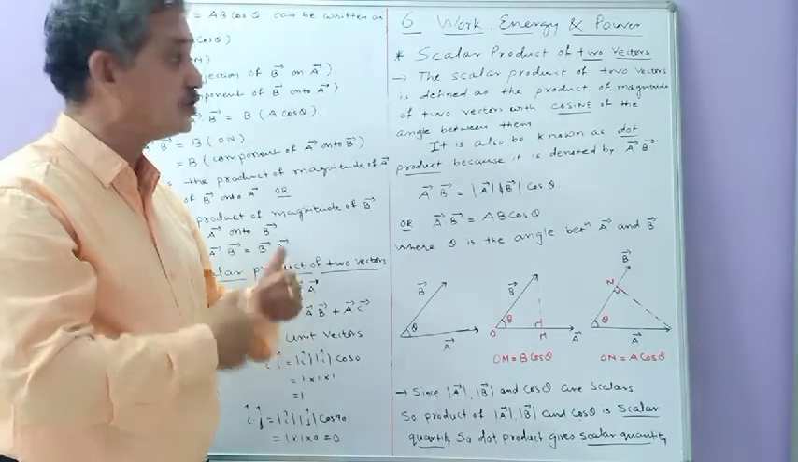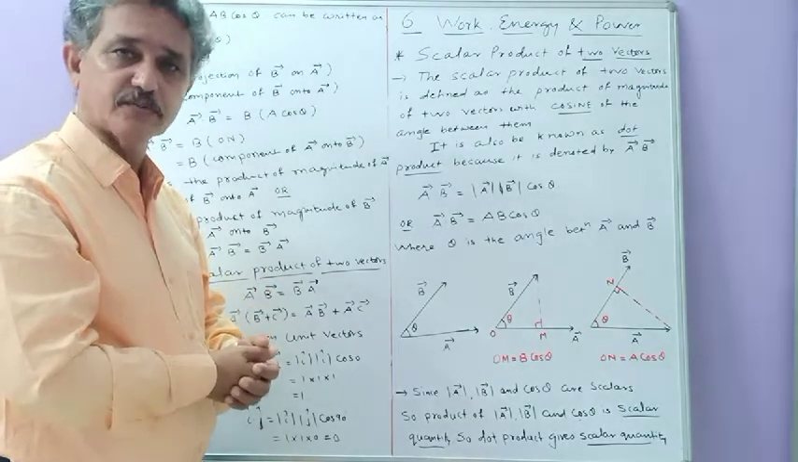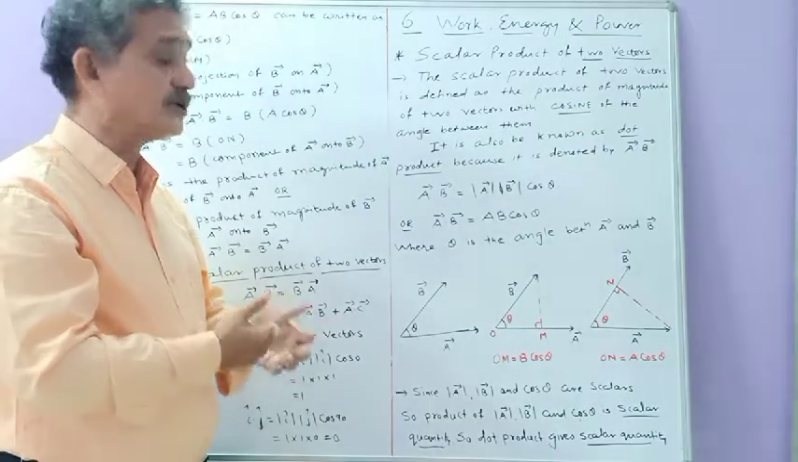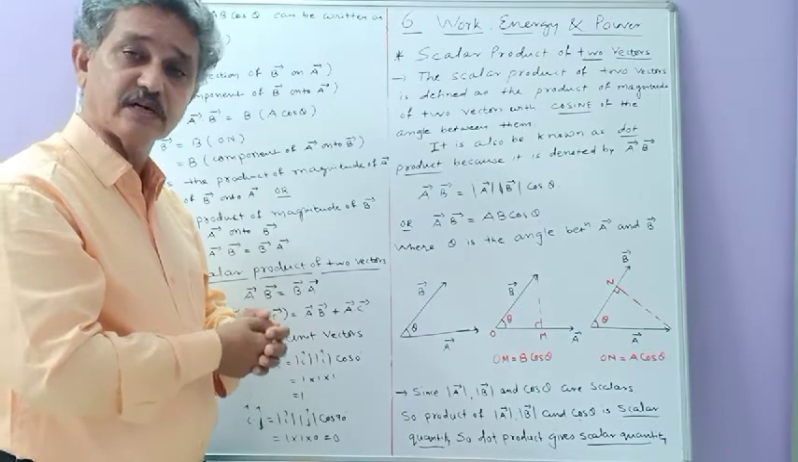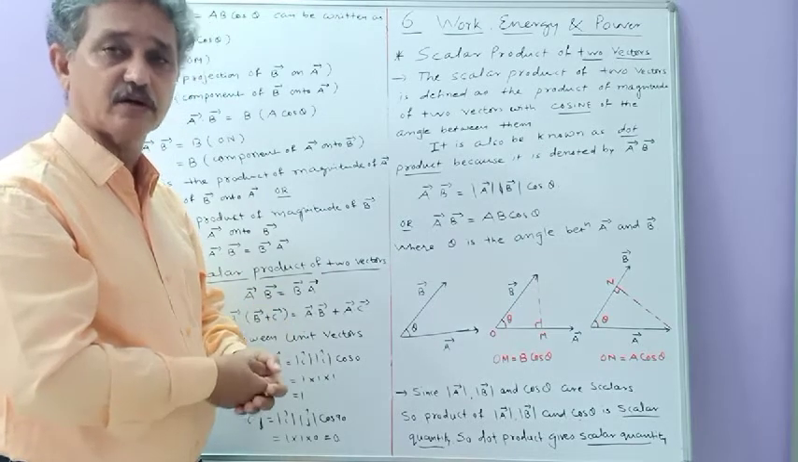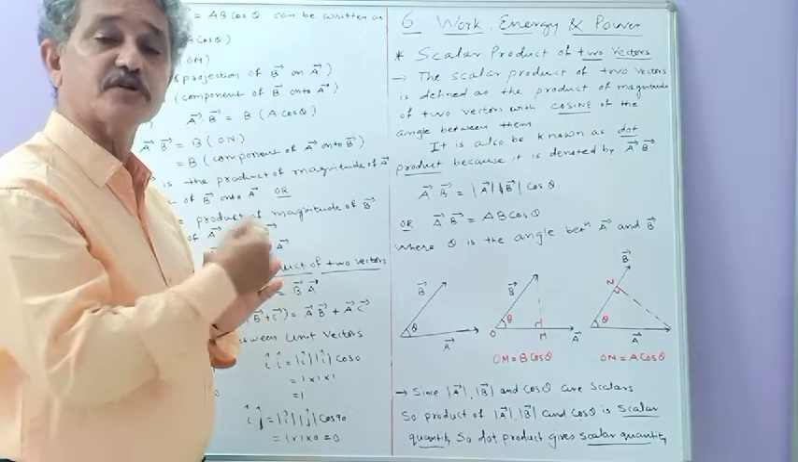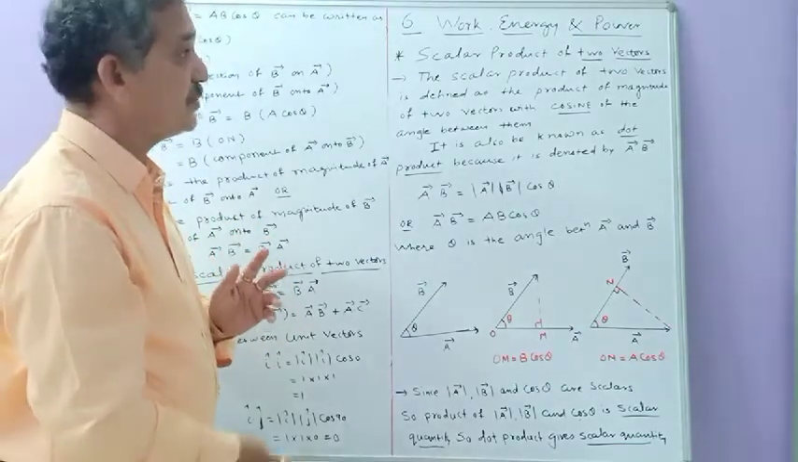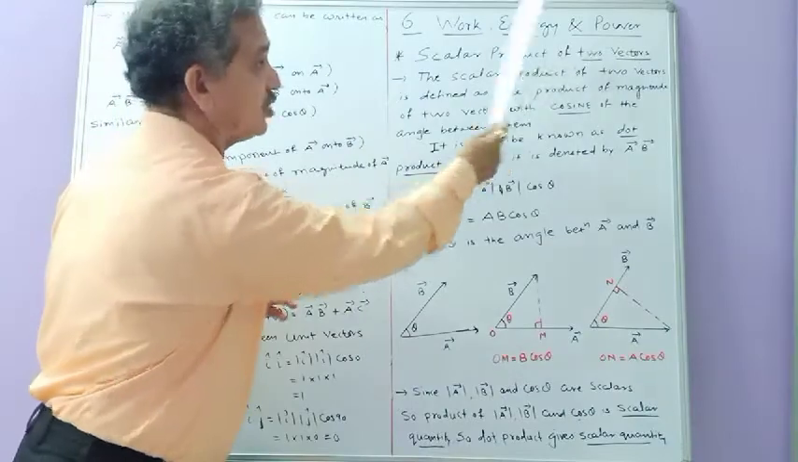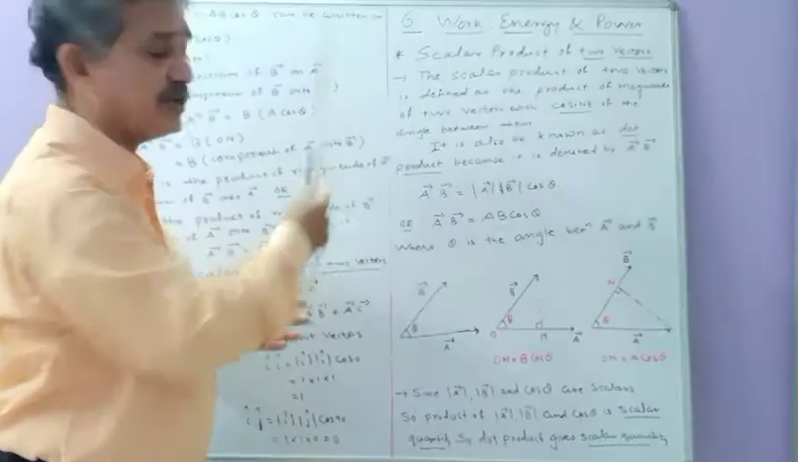And second is known as what? The vector product of two vectors. This vector product of two vectors gives us a resultant physical quantity as a vector from two vectors. And that vector product we will study in lesson number 7. At present we have to study the scalar product of two vectors. So let us see the definition.